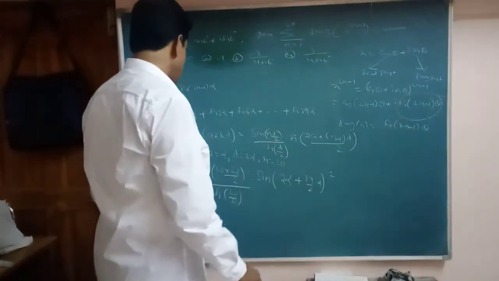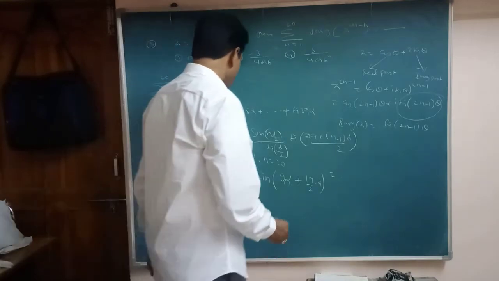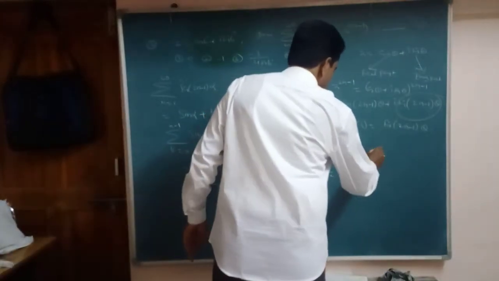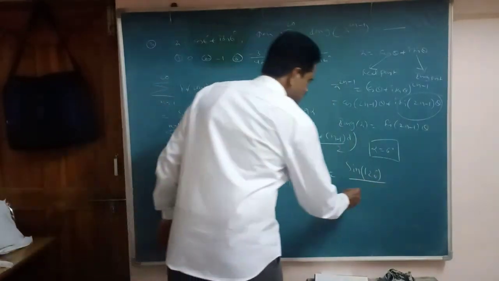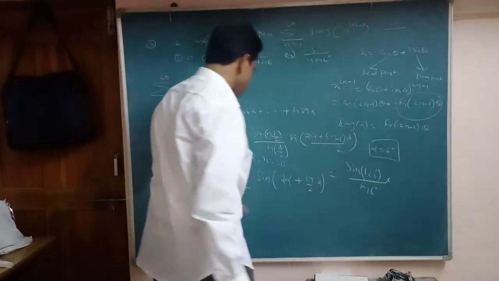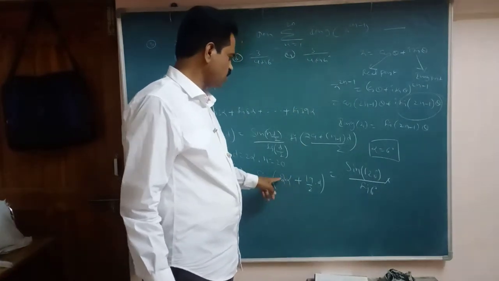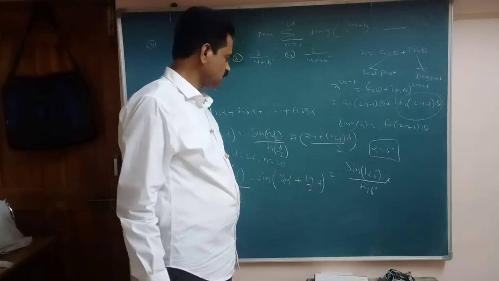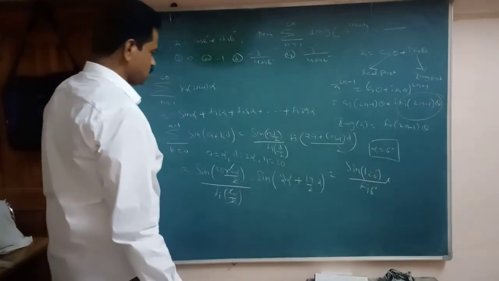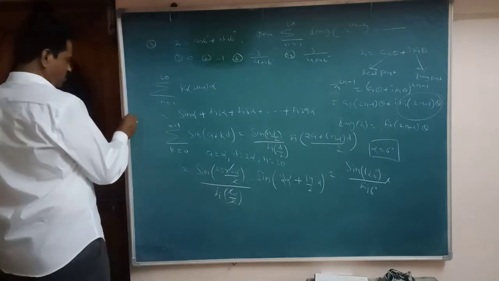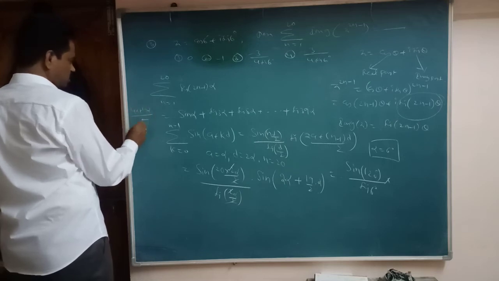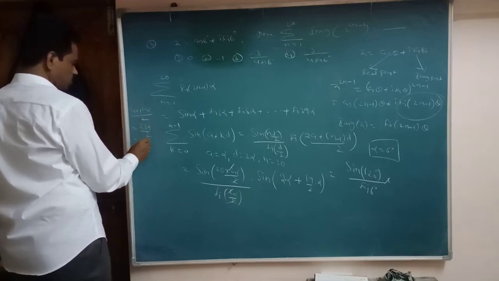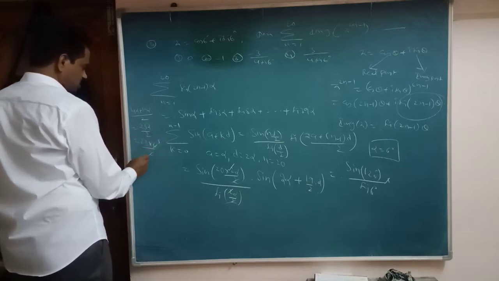So that equals, we can write here, the 2 cancels. That is sin 20 alpha by sin alpha. Alpha is how much here? 6 degrees. 20 into 6 is 120 degrees, the 2 cancels. So this is sin 120 degrees by sin 6 degrees, into sin of (2 alpha plus 19 alpha by 2...) that is 23 alpha by 2.